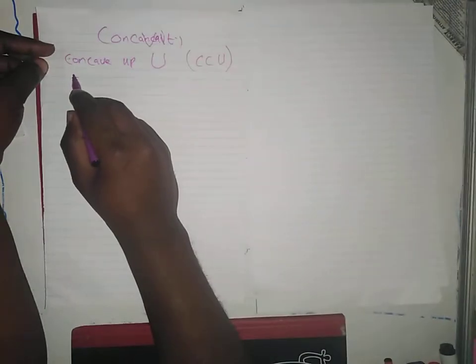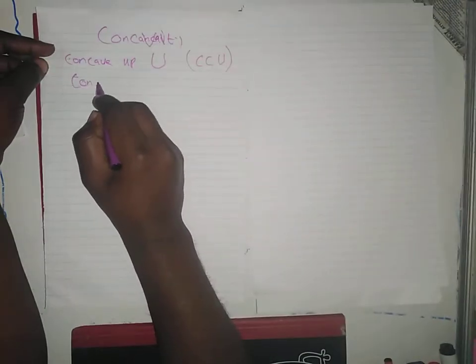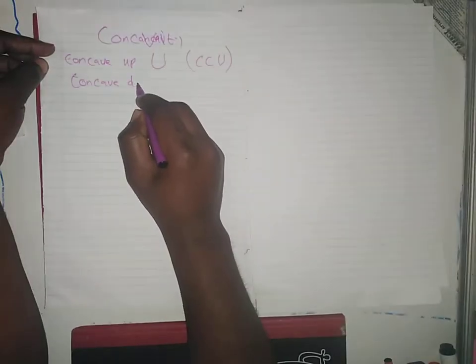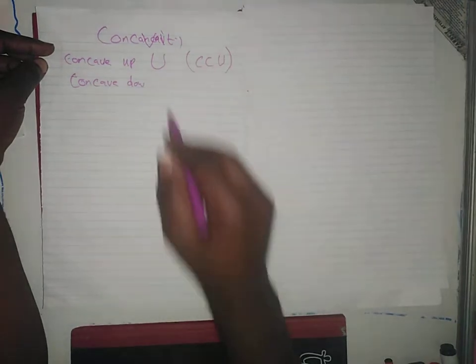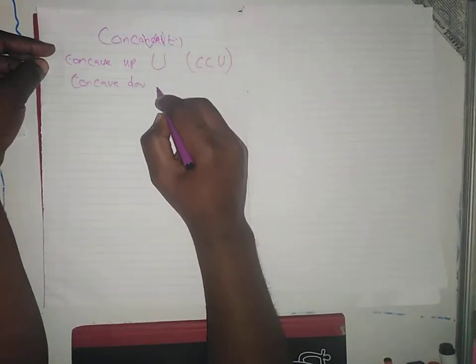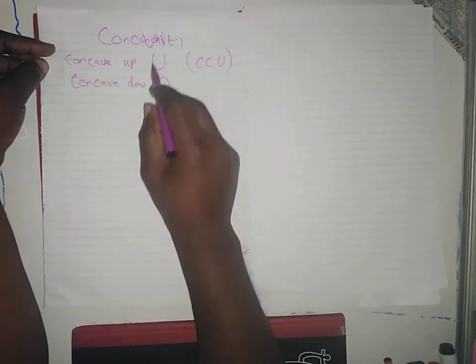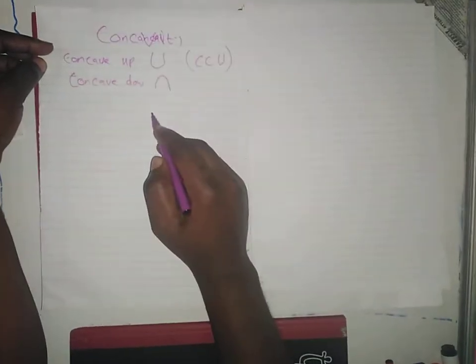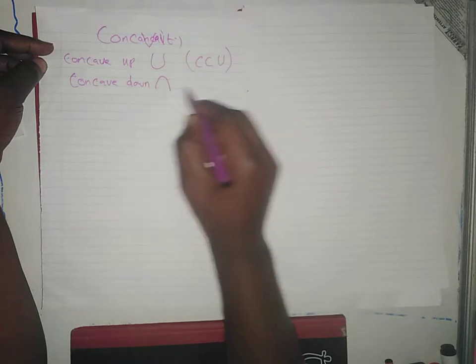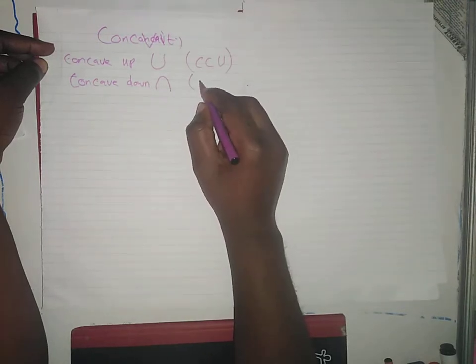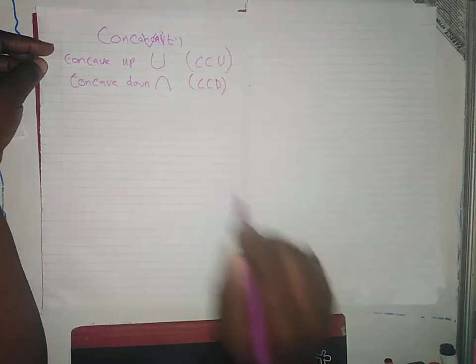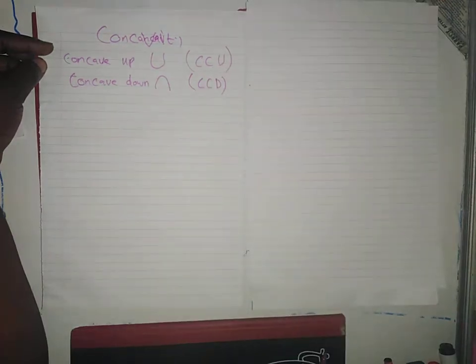And then the second is concave down. When the function is concave down, it is standing like this. So concave up is like a cup that is facing up, and concave down is like a cup that is facing down like this. And then we usually denote it with CCD, which means concave down.